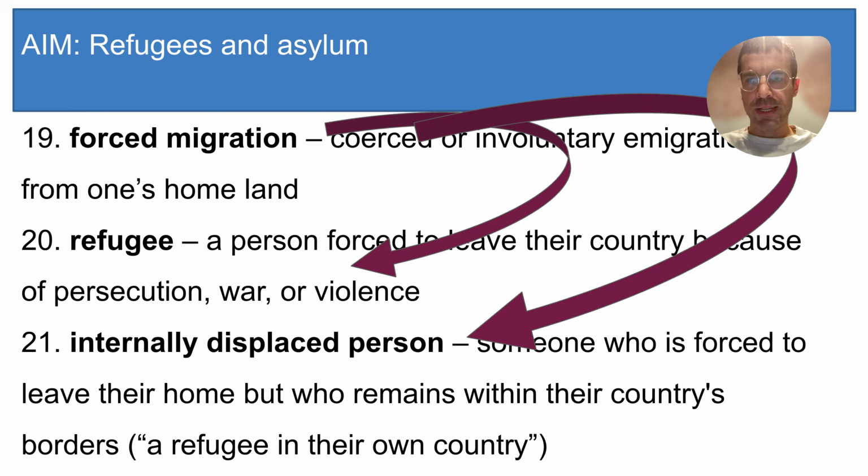Both refugees and internally displaced persons are a result of forced migration because, by definition, their migration is involuntary. These terms almost always go together, and it might help you to remember that if you draw an arrow on your vocab sheet connecting them.